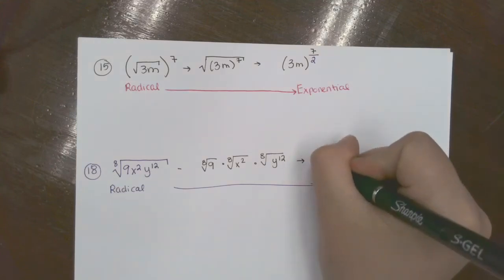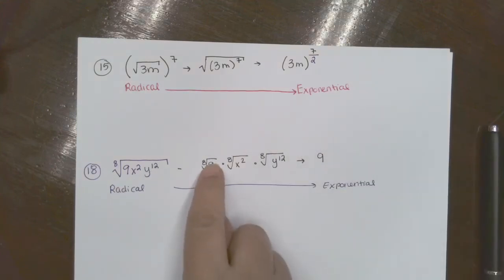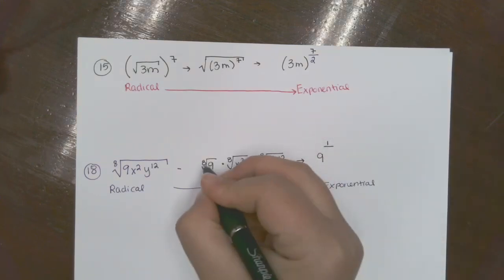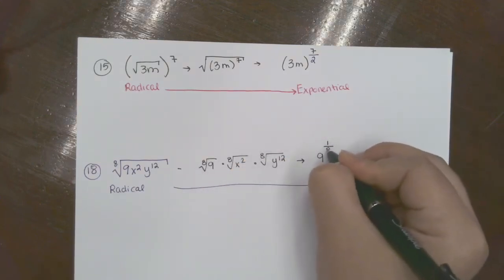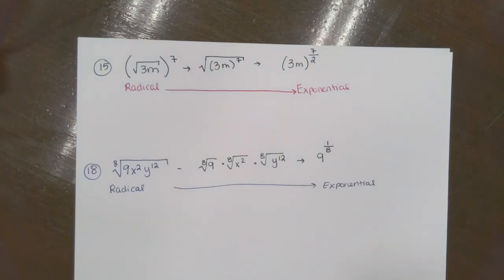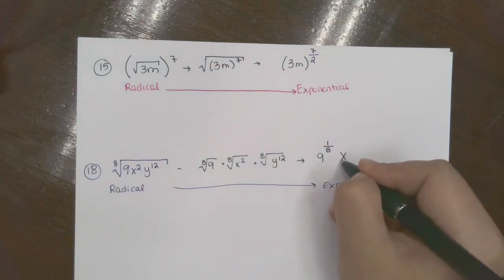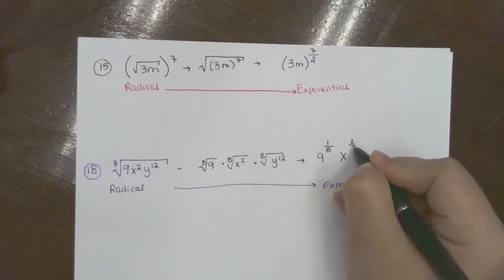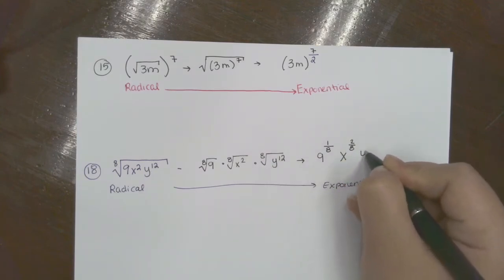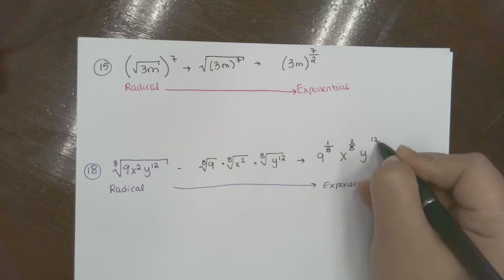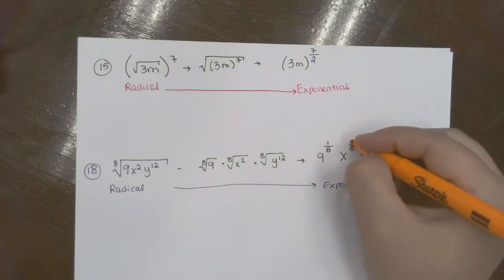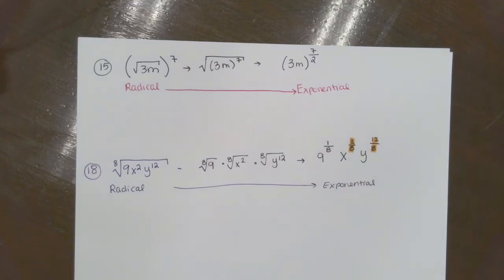From here, we can go into writing it in exponential format. So we have 9. What is the exponent right here on 9? 1. 1 is the exponent. The index is 8, so we write it on the bottom. Then we have x squared. The exponent is 2. The index is 8. Then we have 12 as our exponent. 8 is our index. Now, take a look at these two fractions. And note that we actually can go back and simplify the fractions.